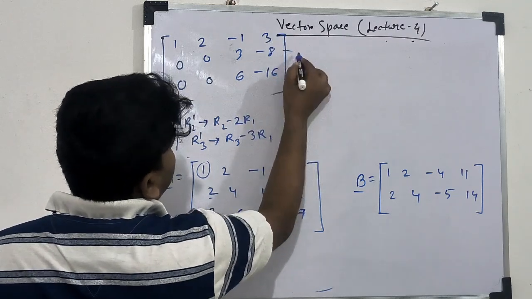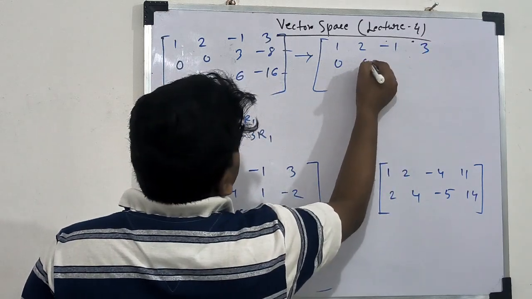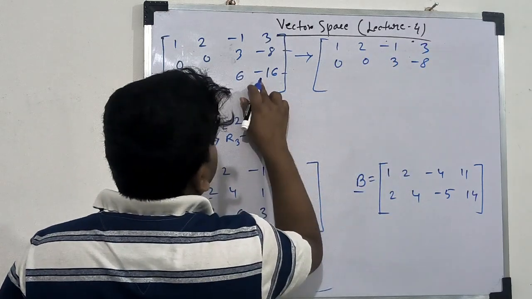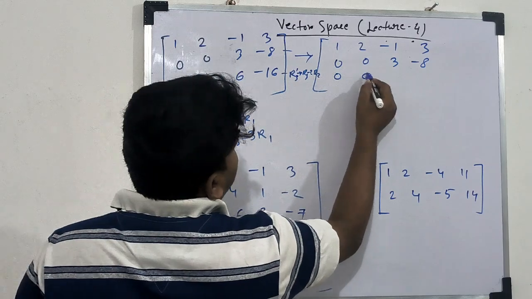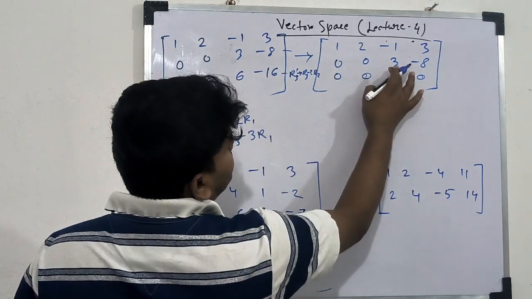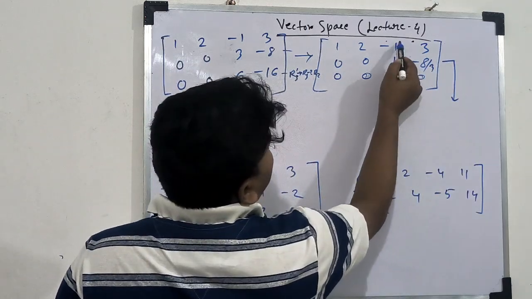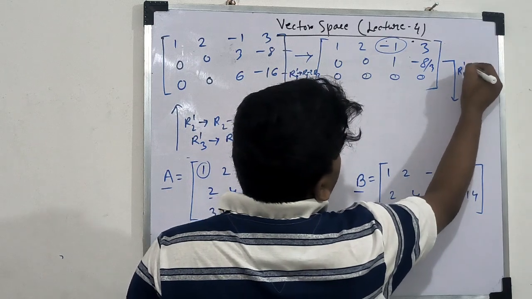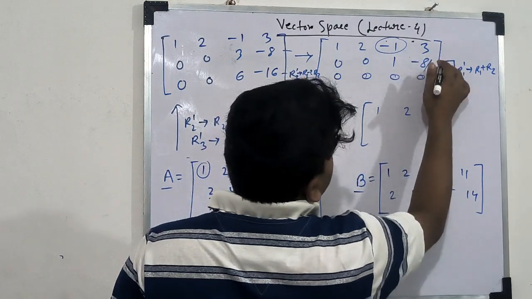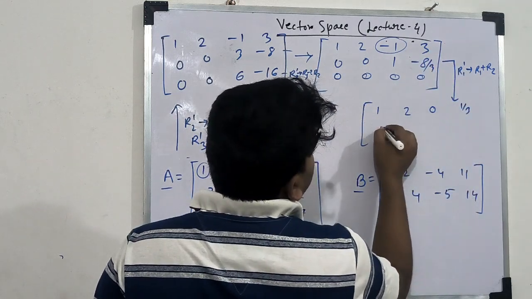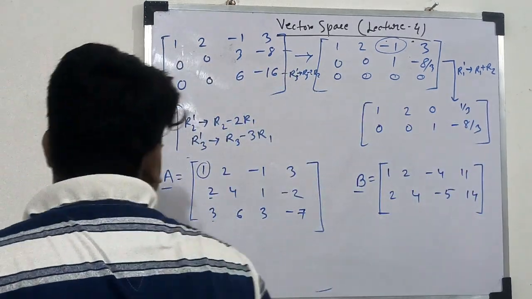So the first row is 1 2 -1 3, the second row is 0 0 3 -8, and this is the same. If we apply R3 dash equals R3 minus 2R2, this will also be 0. Therefore we divide R2 by 3, so the pivot becomes 1. Then we have to make the entry above it 0, so we apply R1 dash equals R1 plus R2. So this will be 1 2 0 1/3, and 0 0 1 -8/3. This is the canonical form of the matrix A.